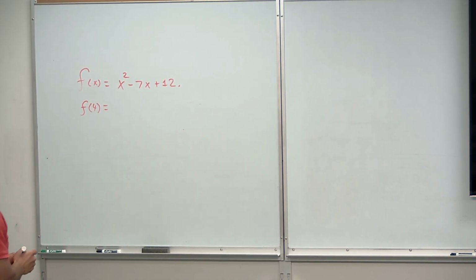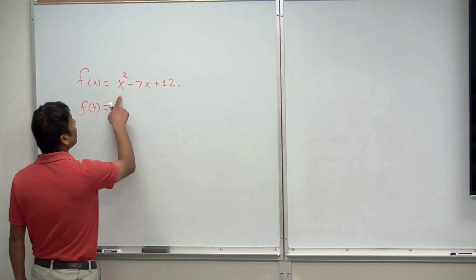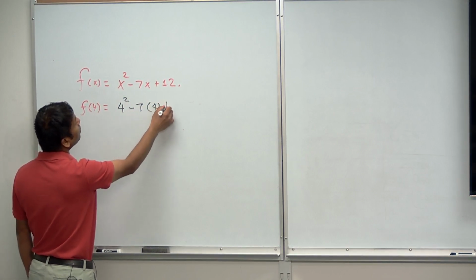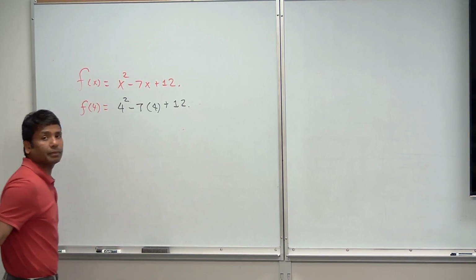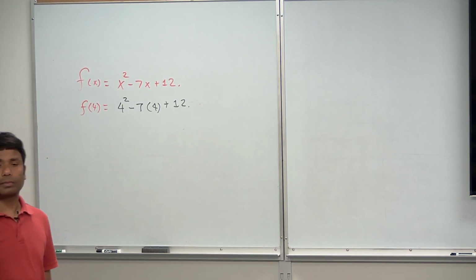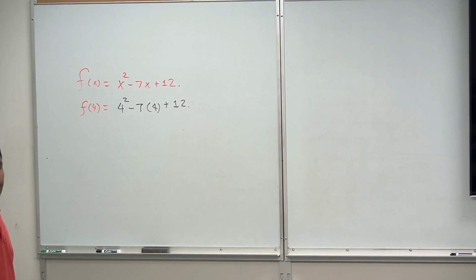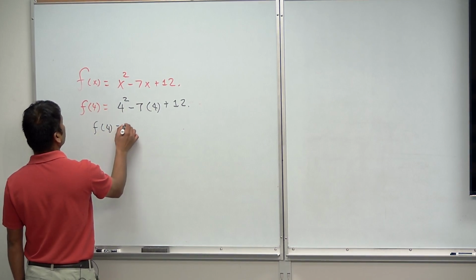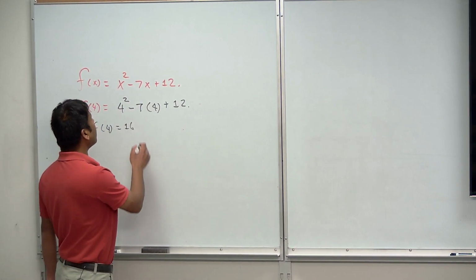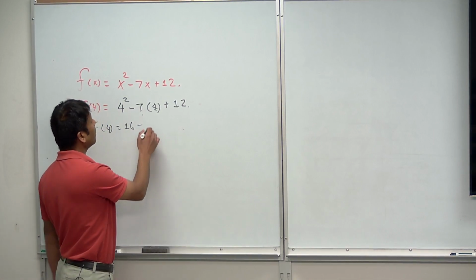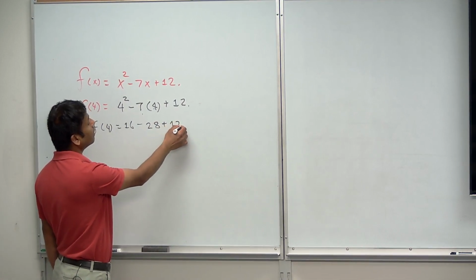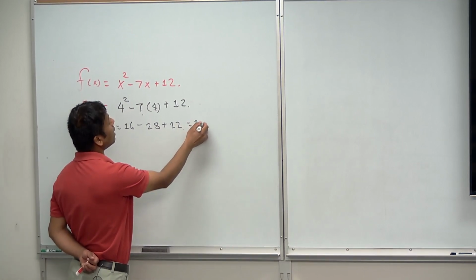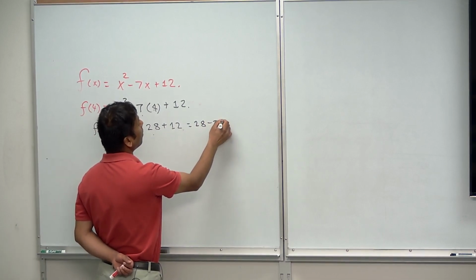So what will this be? You plug in 4 here, right? So you'll have 4 squared minus 7 times 4 plus 12. Right? What is 4 squared? This is 16, is that right? Minus, what is 7 times 4? 28, plus 12. Make sense? And this 16 plus 12, so this is 28 minus 28, which is what?